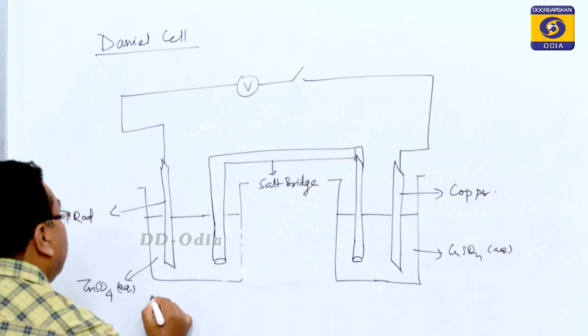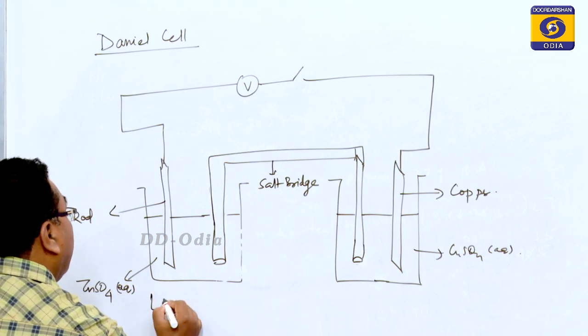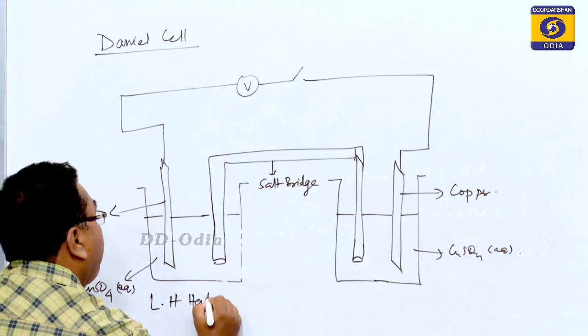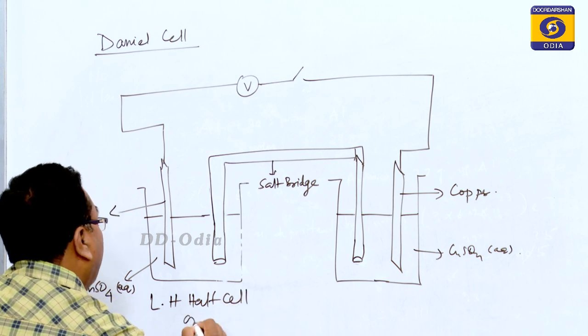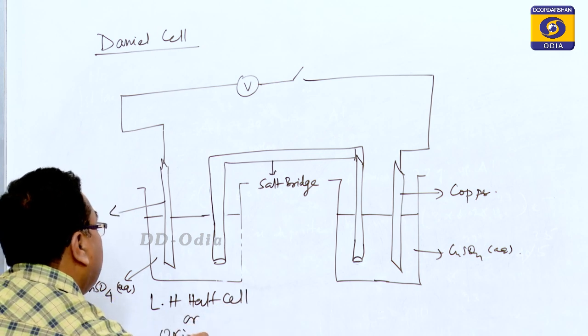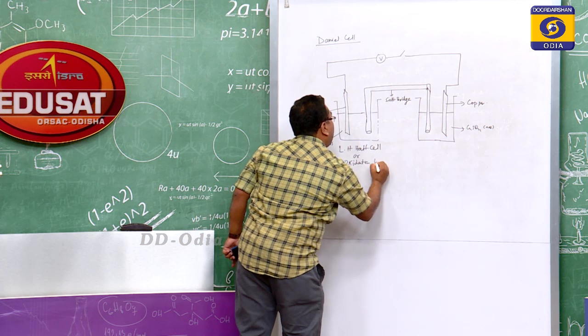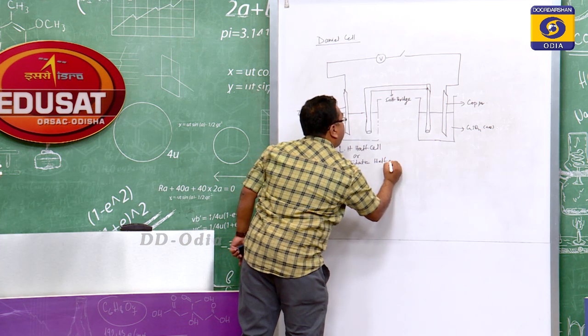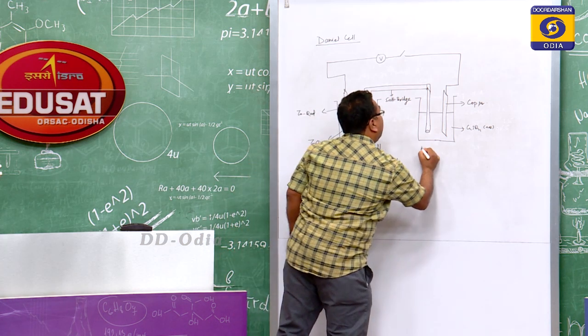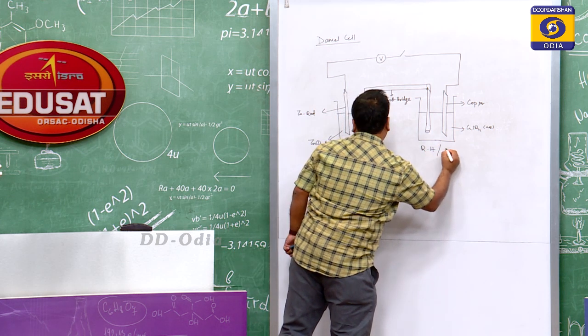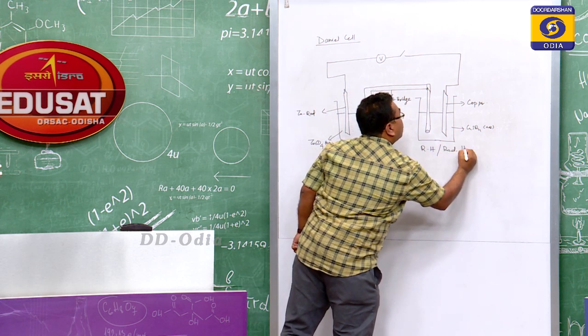This left part is called the left hand half cell, or the oxidation half cell, and this is called the right hand or reduction half cell.